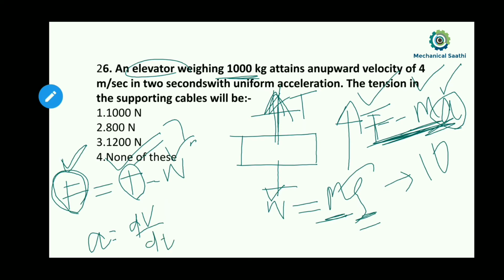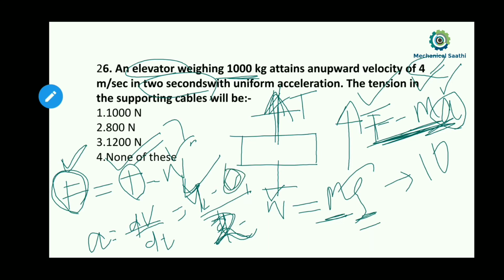Okay, so dv we can write as v2 minus v1, and dt we can write as t2 minus t1. dt is directly given as 2 seconds, so simply we can put 2 there. Okay, and v2, the maximum or attained velocity of the elevator, is given as 4, and primarily it was at rest, so v1 I can write as 0 and v2 as 4. So we can put v2 as 4 and v1 as 0.